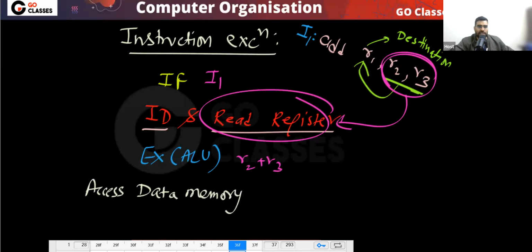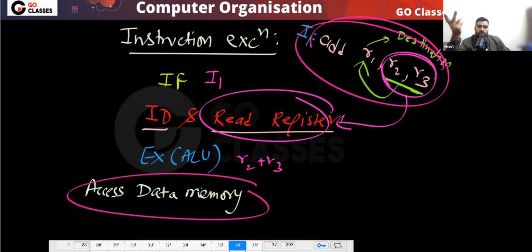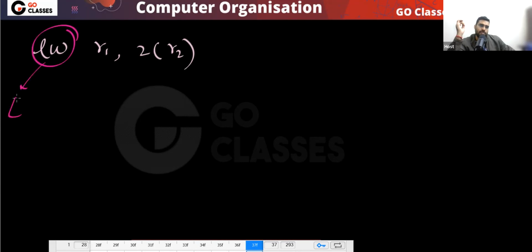Why do you want to access the data memory? In this we do not need this, right? Yes or no? Do you agree? For this addition instruction, there is no need to access the data memory. But maybe for some other instruction, like for example the load instruction. Consider this load word instruction, like R1, and consider this type of instruction. What this means is load word.